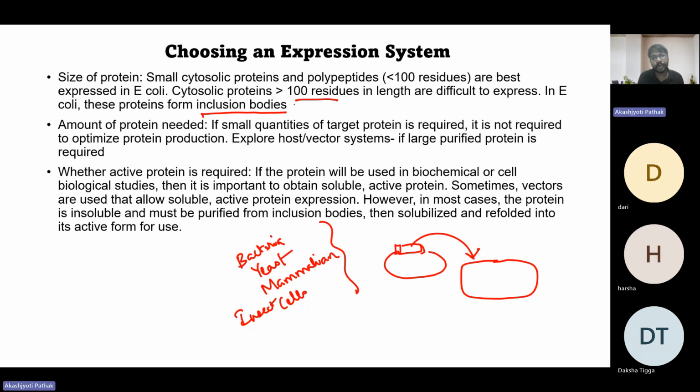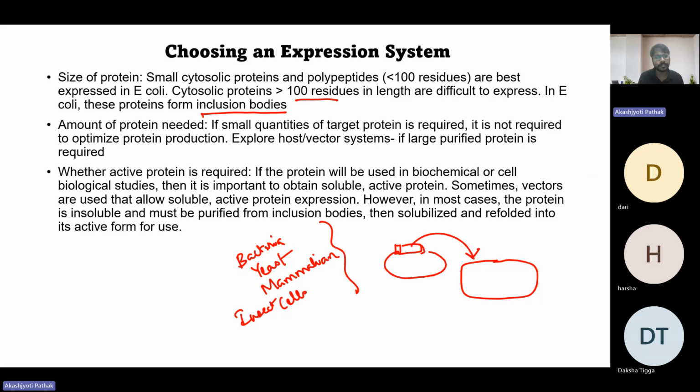You can obviously purify the protein from inclusion bodies as well. In that case, you first have to denature the protein. You treat it with urea or guanidinium hydrochloride. You unfold the protein, and then you purify it. After your protein is purified, you refold the protein by dialyzing it.